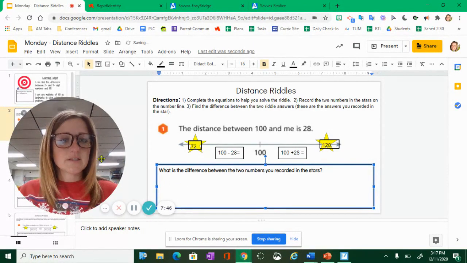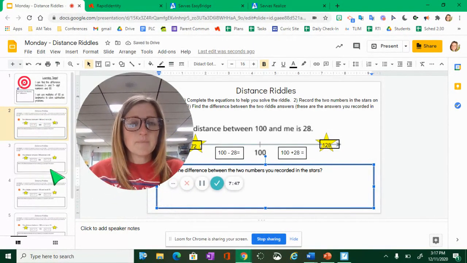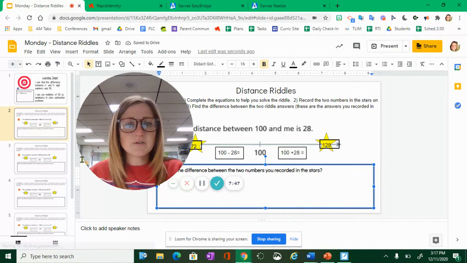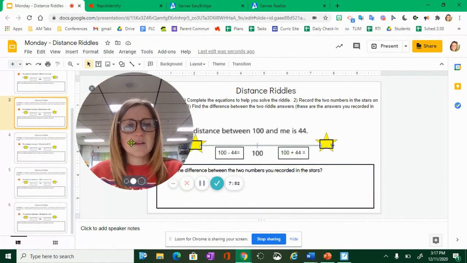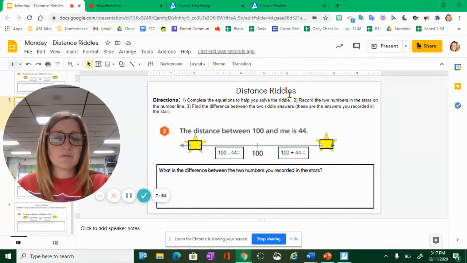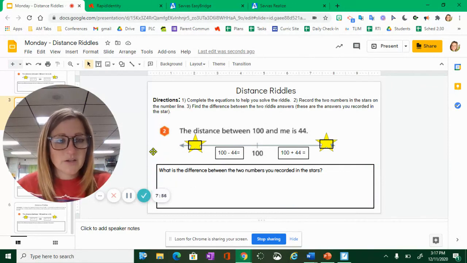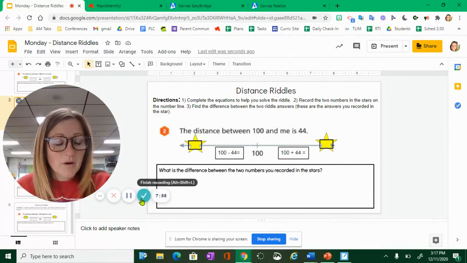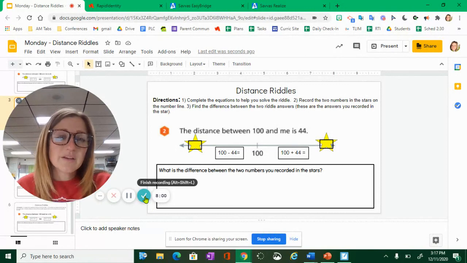So each of these slides is doing the same pattern where you're finding a distance between two numbers, and then you're finding the distance between both of those numbers. Take your time, use paper, write it out, solve it. Don't get yourself in a rush. Make sure you're taking your time.